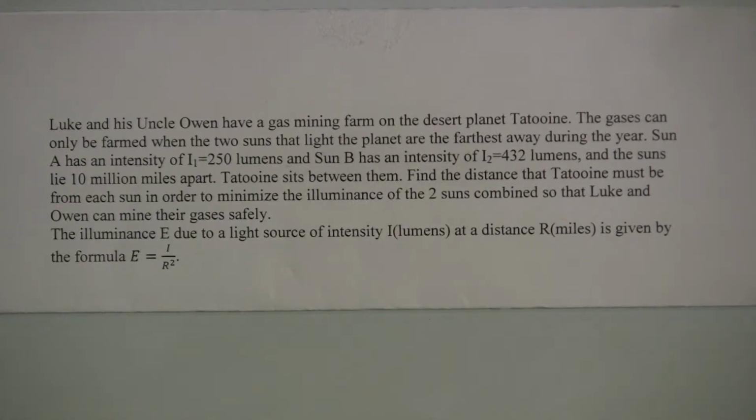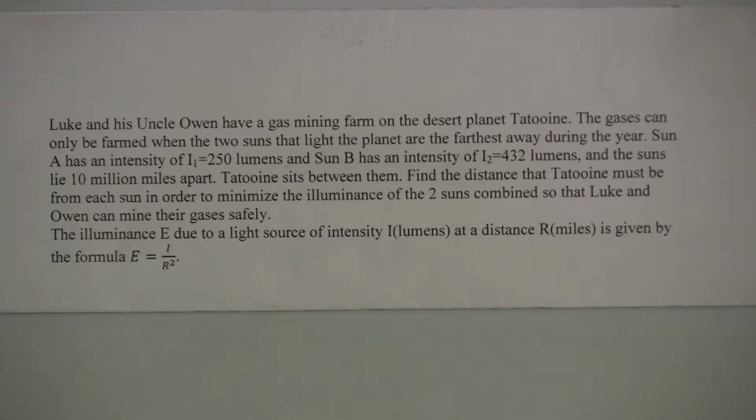Today we will be looking at an optimization problem. The problem is as follows. Luke and his uncle Owen have a gas mining farm on the desert planet Tatooine. The gases can only be farmed when the two suns that light the planet are the farthest away during the year. Sun A has an intensity of 250 lumens and Sun B has an intensity of 432 lumens, and the suns lie 10 million miles apart.